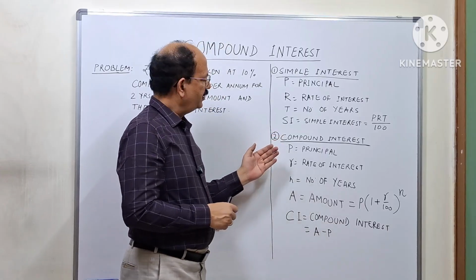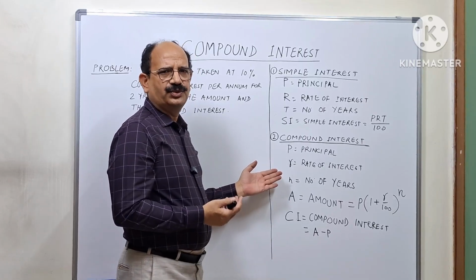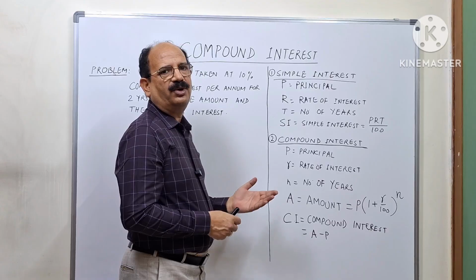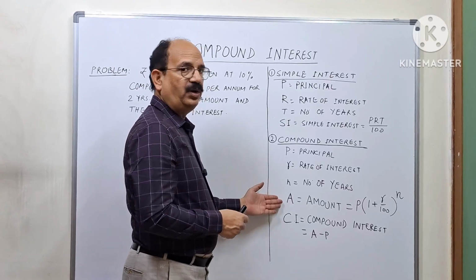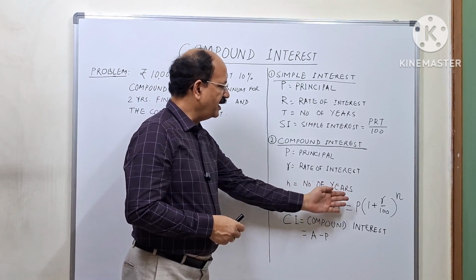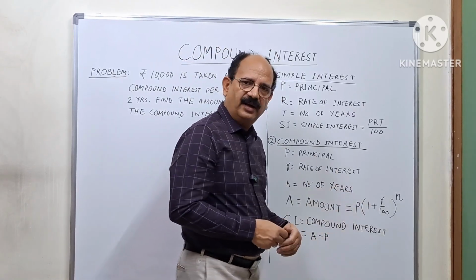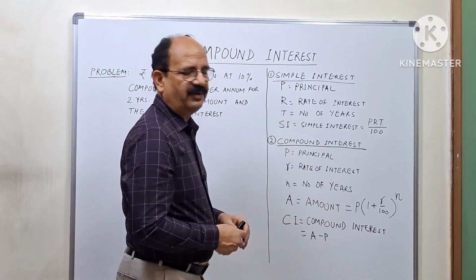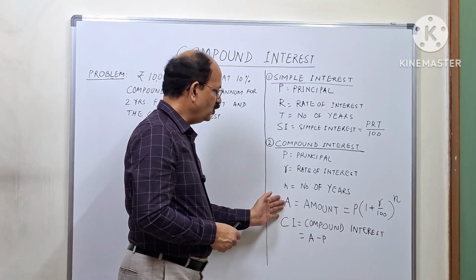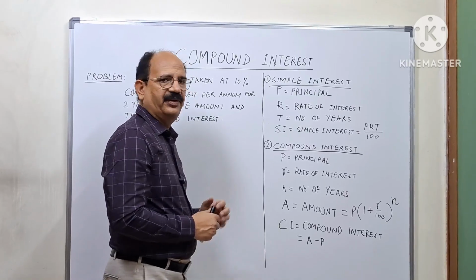In compound interest, again P denotes the principal, but a small r usually we use for rate of interest and a small n we use for number of years. Amount is given as principal multiplied by (1 plus small r by 100) raised to the power n. This is the formula of amount. And the compound interest is nothing but the amount accumulated minus the original principal. That is how compound interest is defined.